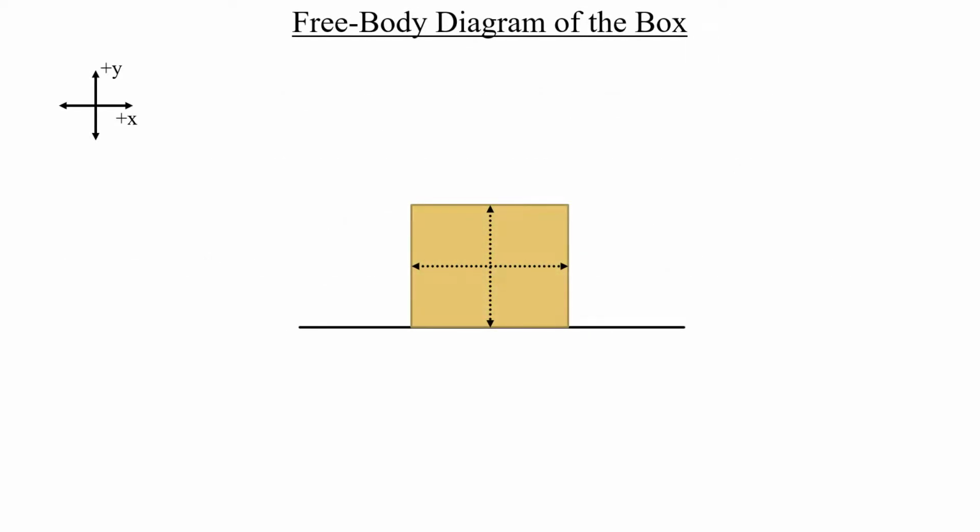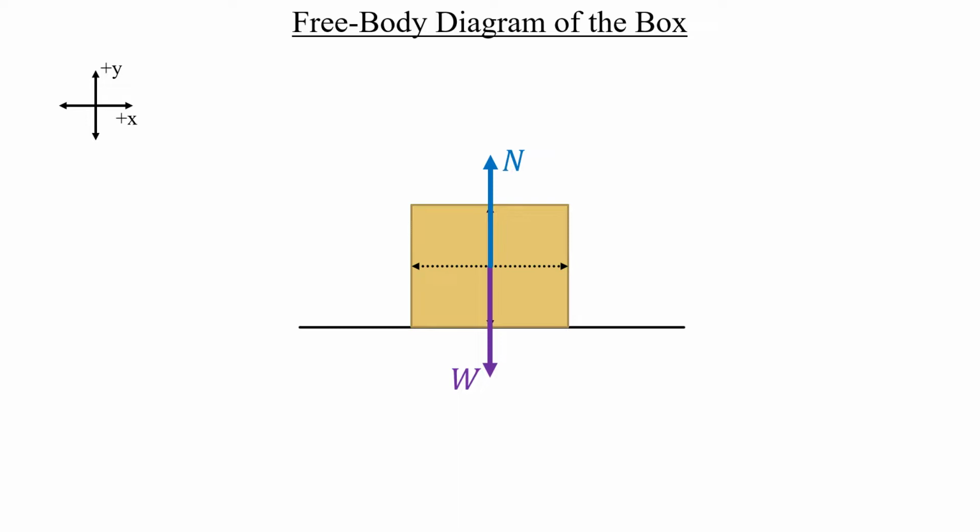Our coordinate system in this scenario is our standard plus x to the right, plus y upwards, so nothing new there. Considering our vectors, we have the weight of the box pointing straight downward, and the normal vector of equal length pointing in the opposite direction. And that takes care of the y-axis.